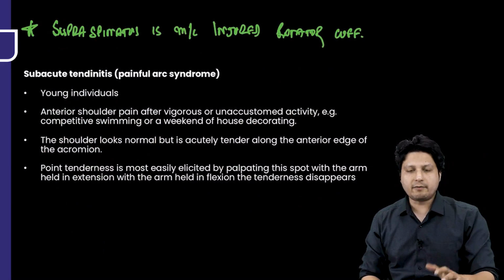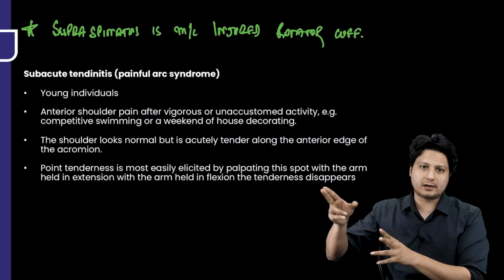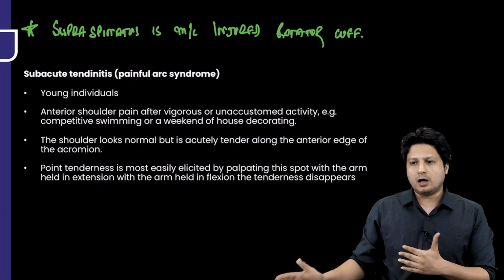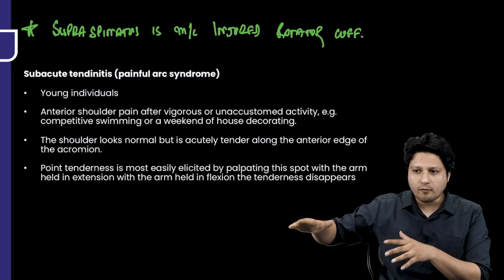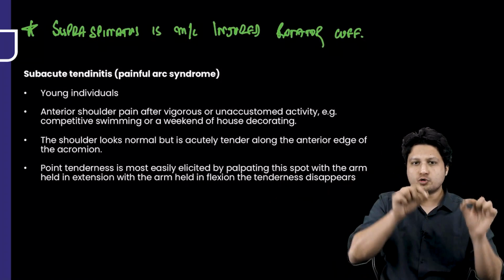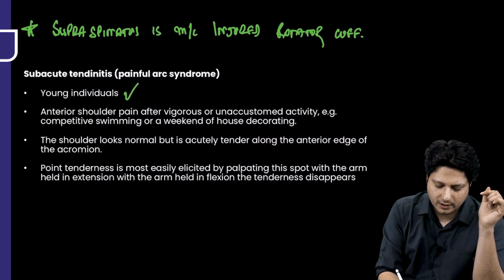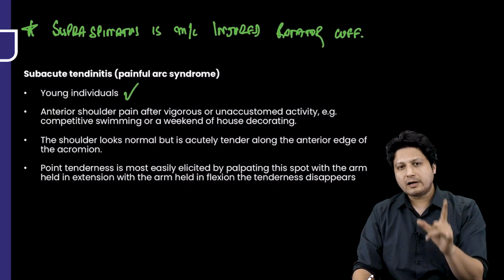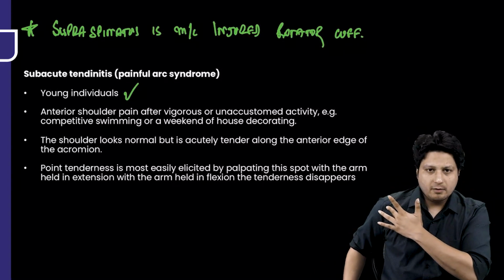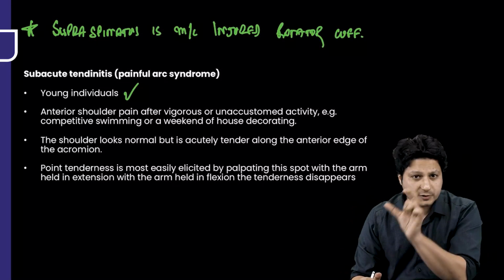Alright. Now let's have a discussion on subacute tendinitis, also known by the name of painful arc syndrome. Now already you are aware what is painful arc syndrome. It is 60 to 120 degrees of abduction will be painful, and it is because of supraspinatus tendinitis. So it is happening in case of young individuals. The patient will be experiencing more pain when it is held in extension, but when you keep the arm in flexion, the tenderness will be subsided.